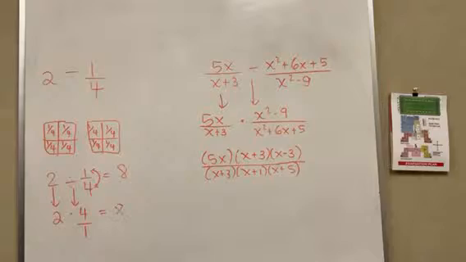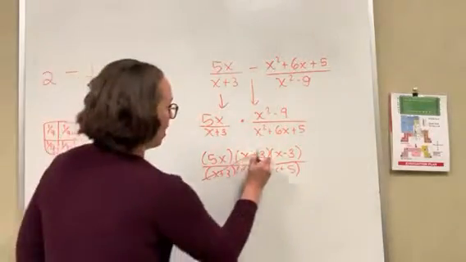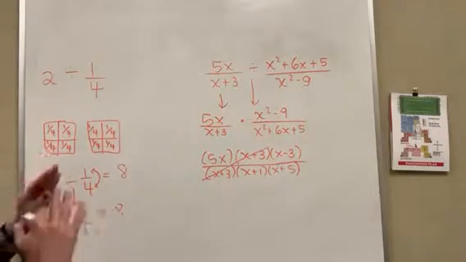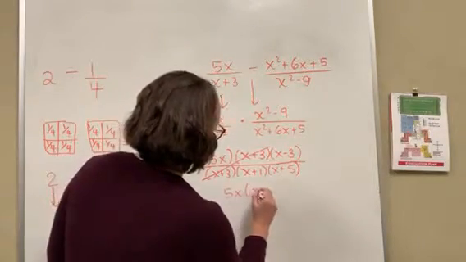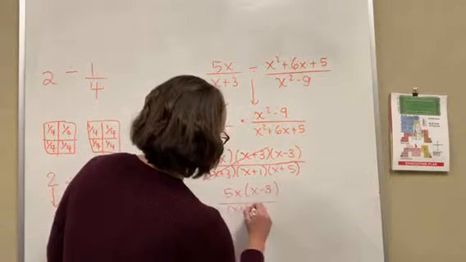So then I look to see, can anything be reduced? Those are common, so they cancel out to 1, and that's it. So our answer after this process is what's left, 5x times x minus 3 over x plus 1 times x plus 5.